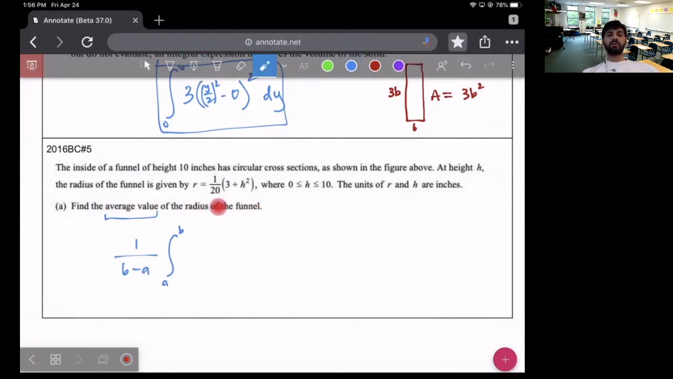It's asking for the average value of the radius. So here's your radius right here. So put 1 over 20, 3 plus h squared dh. The variable is h. 0 to 10. So my bounds a and b are 0 and 10. 0 to 10. B minus a is 10 minus 0.